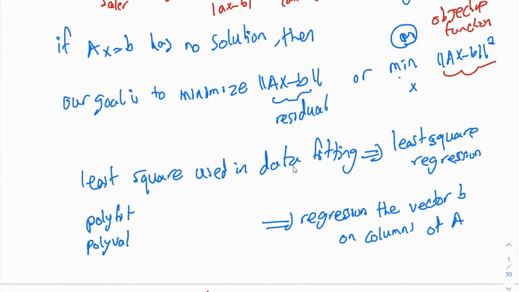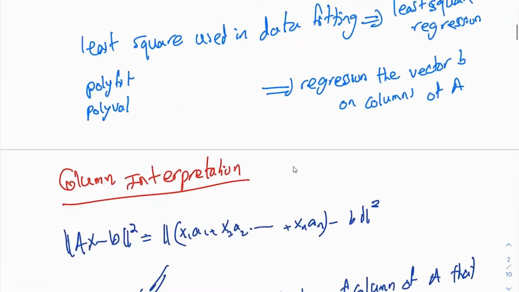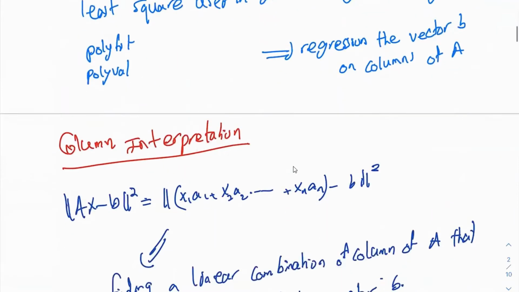Okay, good. Now let's talk a little bit about the interpretation of the least square. Again, we have two interpretations, column interpretation and the row interpretation. Let's look at the column interpretation.